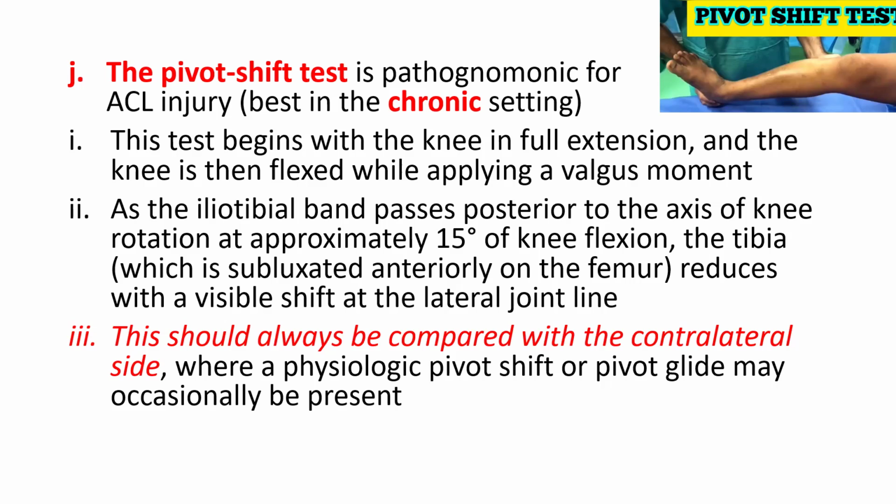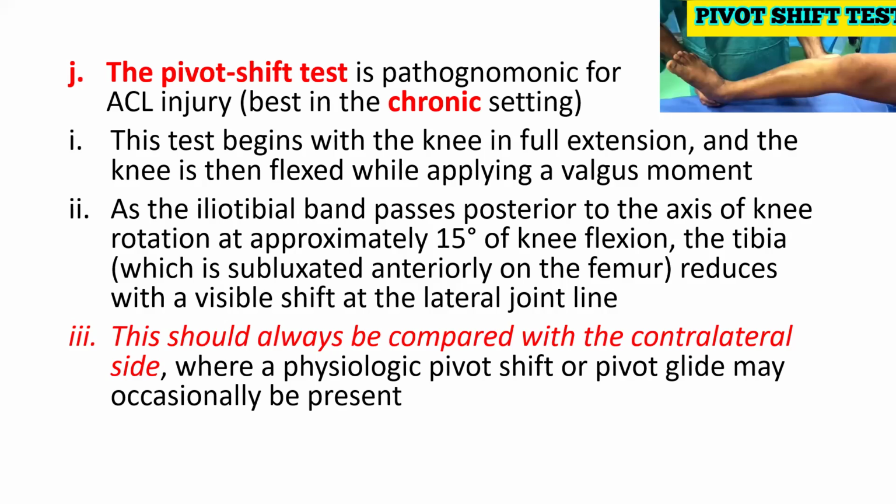This test begins with the knee in full extension, and the knee is then flexed while applying a valgus moment. As the iliotibial band passes posterior to the axis of knee rotation, which is at approximately 15 degrees of knee flexion, the tibia, which is subluxated anteriorly on the femur, reduces as it's being flexed, with a visible shift at the lateral joint line. This reduction tells us that the ACL is torn.